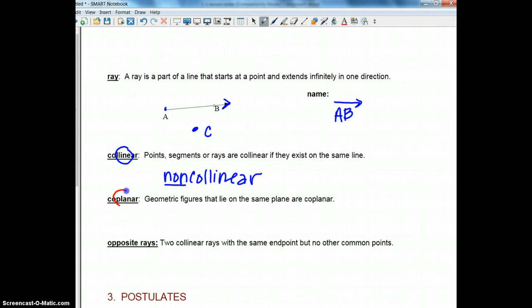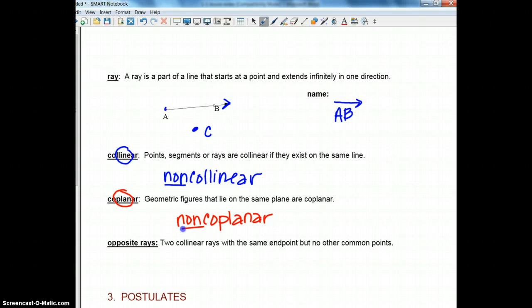coplanar. It's got the beginning of the word plane in it, but it means for geometric figures that lie on the same plane. So points that are on the same plane, lines that are on the same plane, all on the flat surface, those would be coplanar. And then again, we have the word non-coplanar, which means some of our objects lie on one plane and our other objects lie on another.